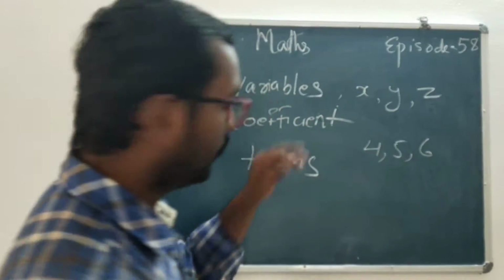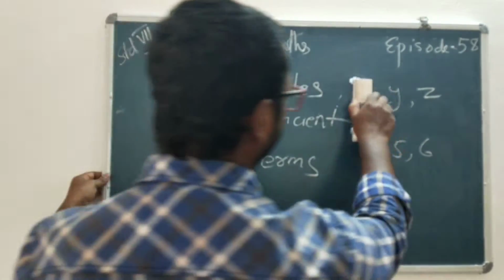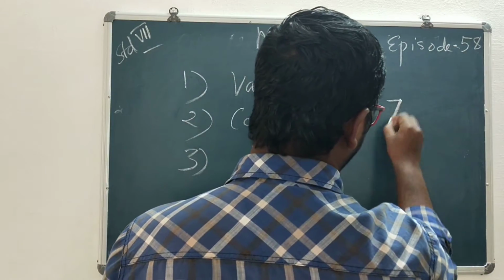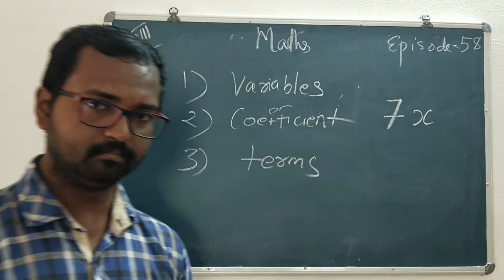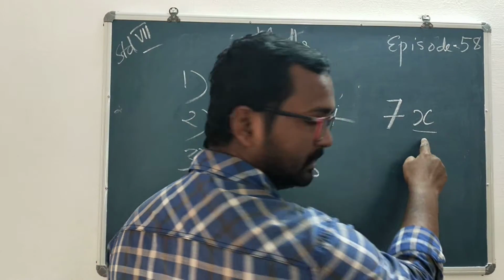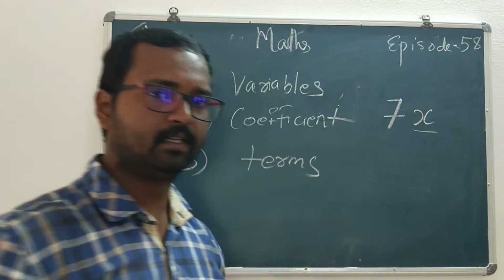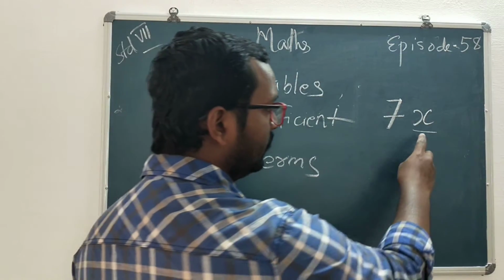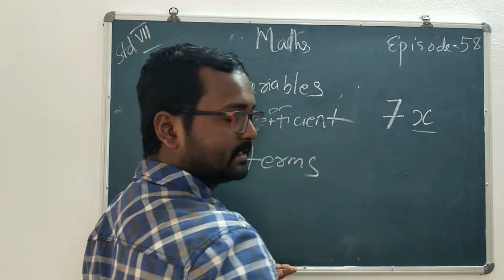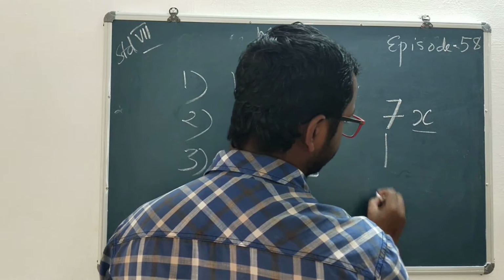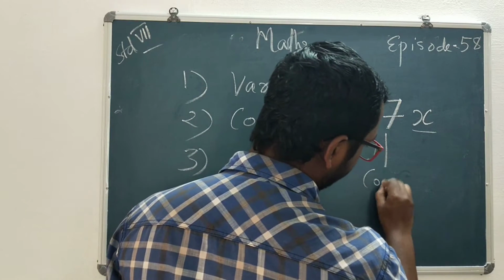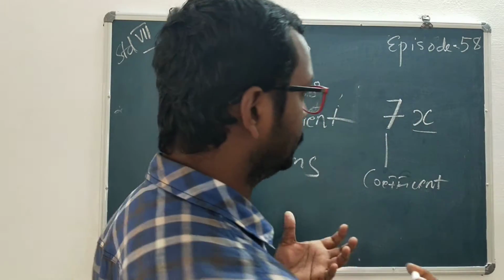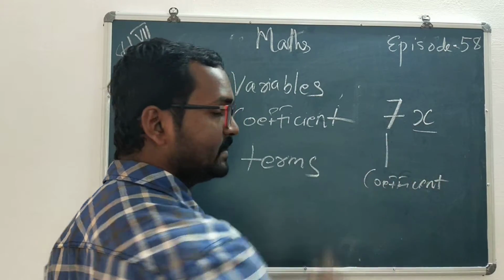Now let us look at coefficients. So let's say I write 7x. Now you know x is a variable. It may represent anything, okay, pen, pencil or anything depending upon the question. But the 7 here represents the coefficient. This is our coefficient. So if I ask you what is the coefficient of x, your answer should be 7.